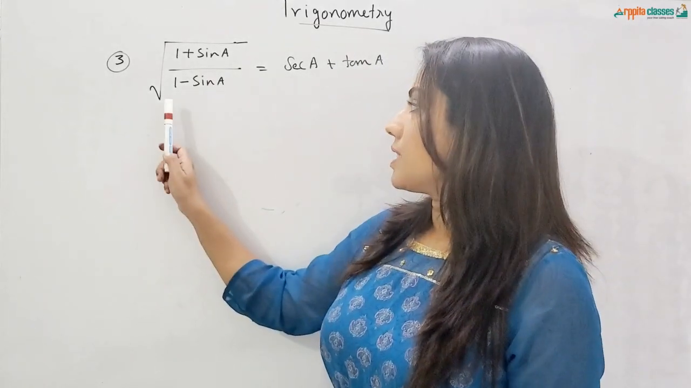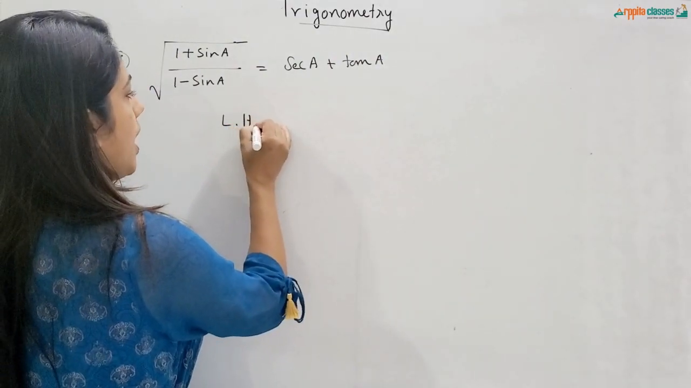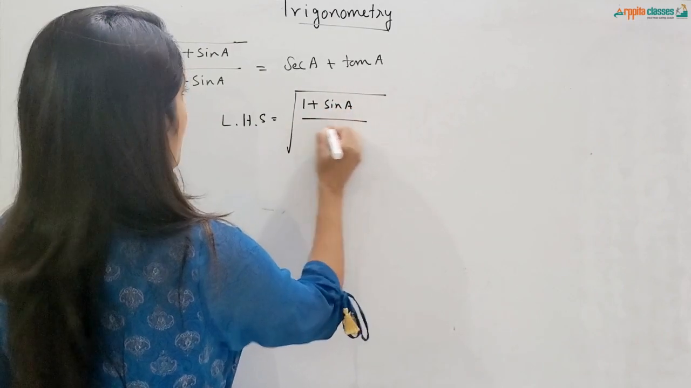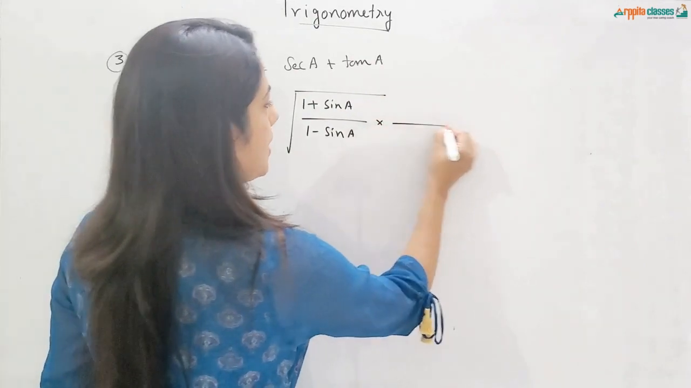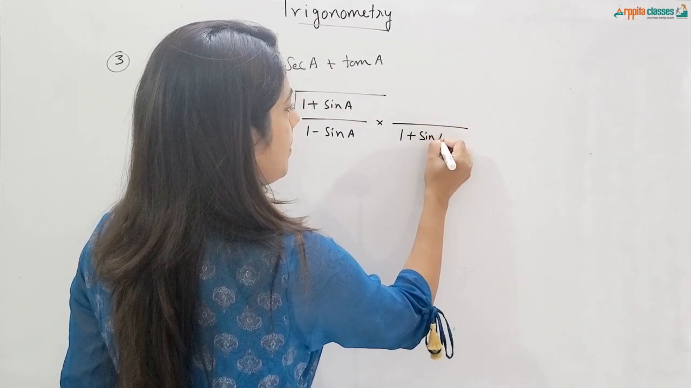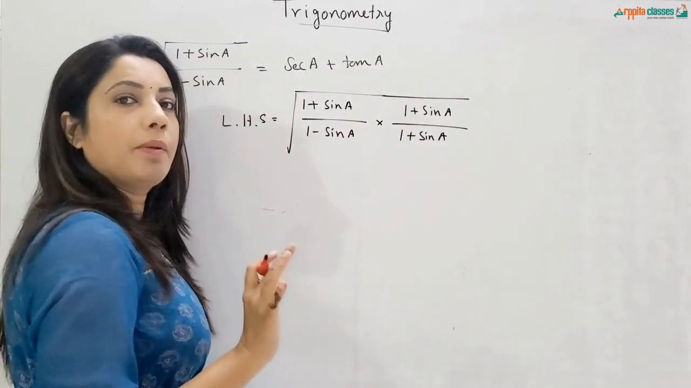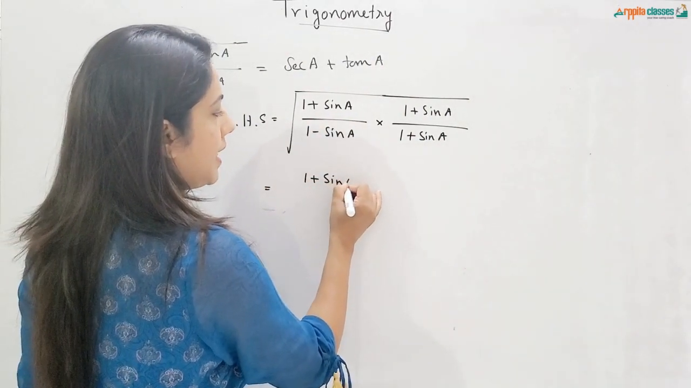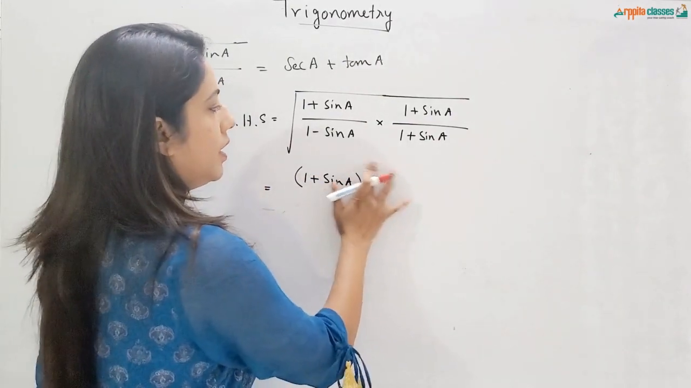So the third question is under root (1 plus sin A upon 1 minus sin A) is equal to sec A plus tan A. Let us take the left hand side. Under root 1 plus sin A upon 1 minus sin A. Let us rationalize it. Let us multiply by the conjugate, that's 1 plus sin A, to the numerator as well as the denominator. Everything will be going on inside the root. So in the numerator I can see I am getting 1 plus sin A into 1 plus sin A, which is my 1 plus sin A the whole square.